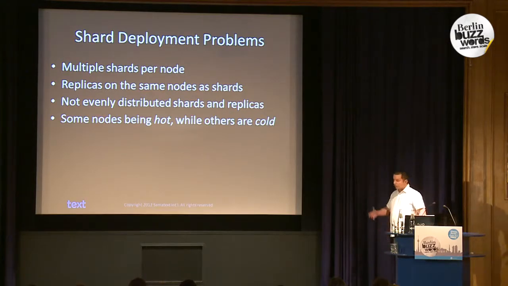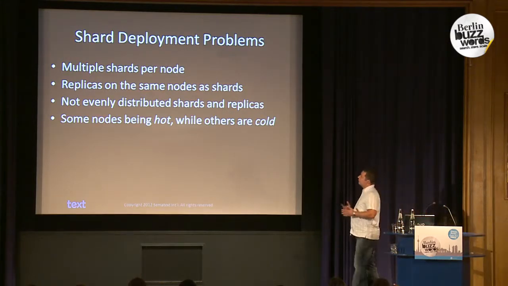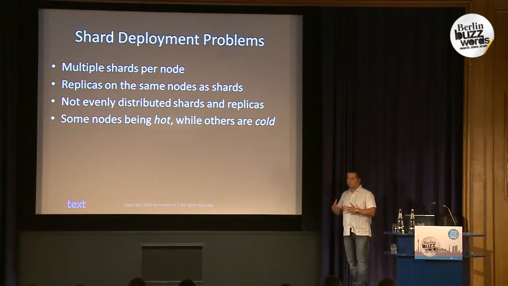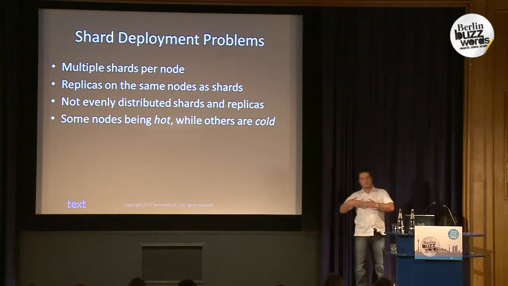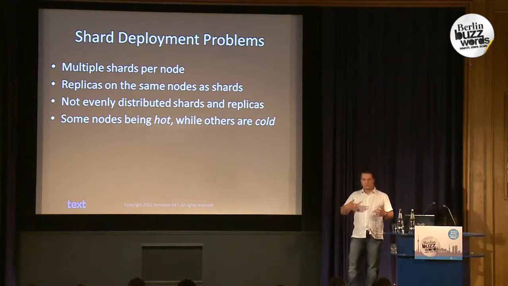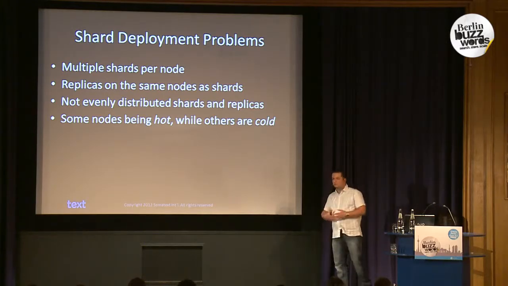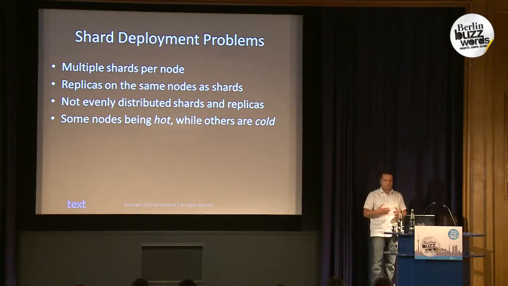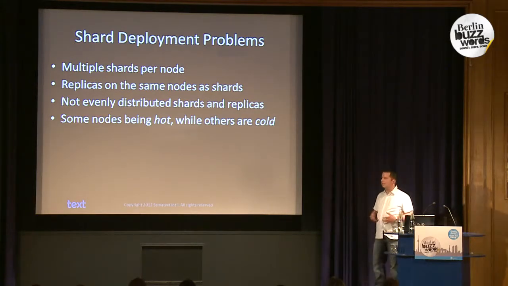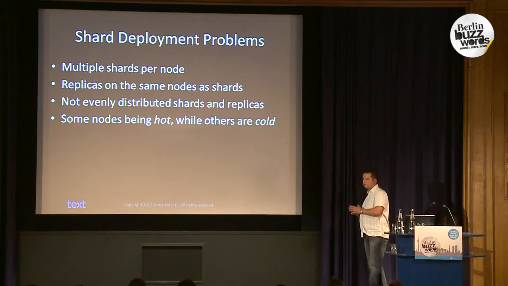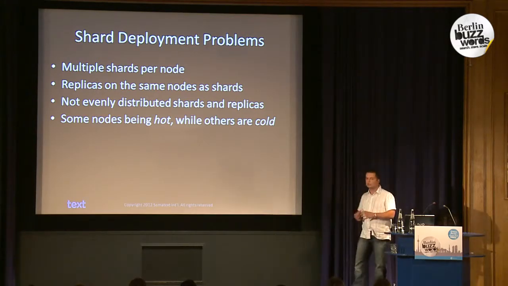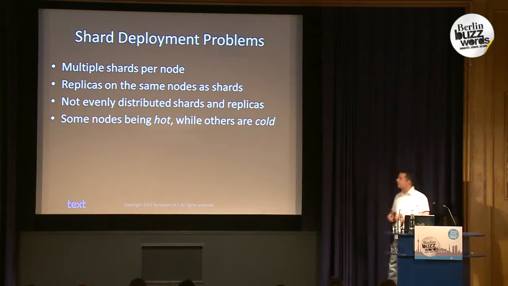So, the first problem we had to solve was the shard deployment problem. In Elasticsearch, at least right now, you have a situation where you can have multiple shards on a single node. When you have multiple nodes in your cluster and multiple shards in the index, you can end up having hot nodes and not so hot, and even ones that are cold with no queries. You want to avoid it.